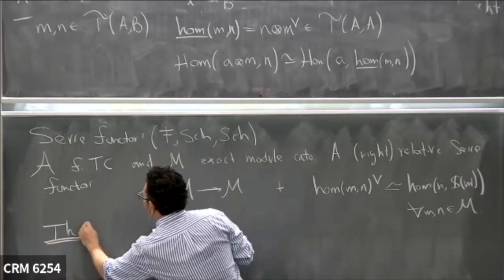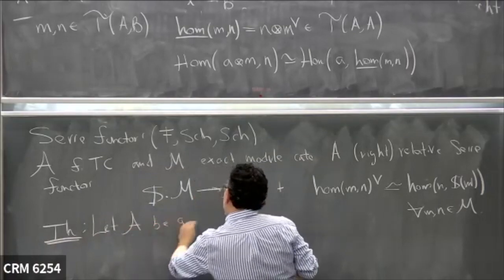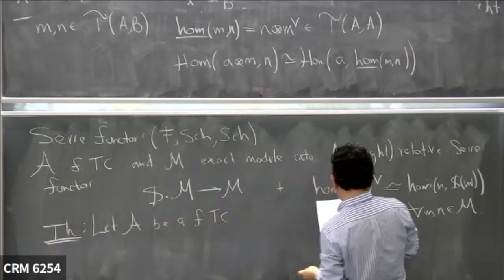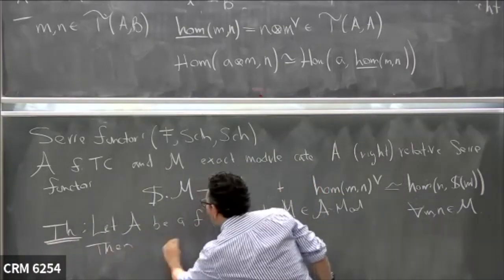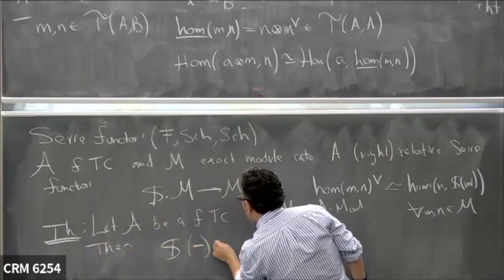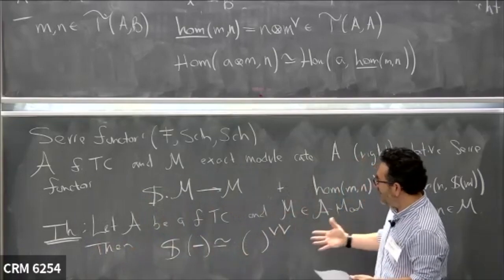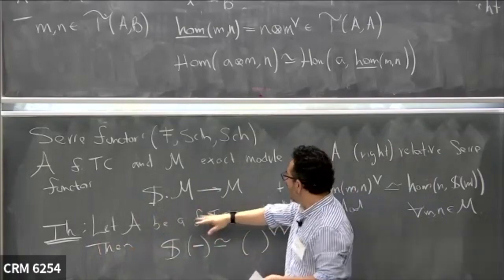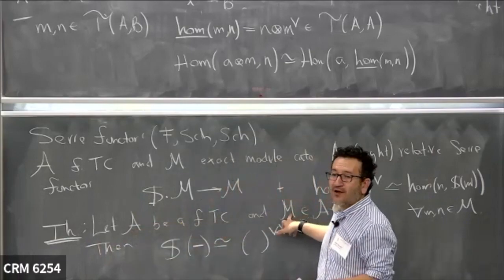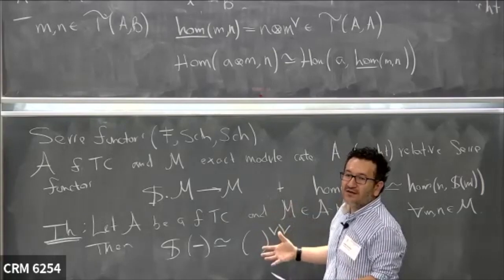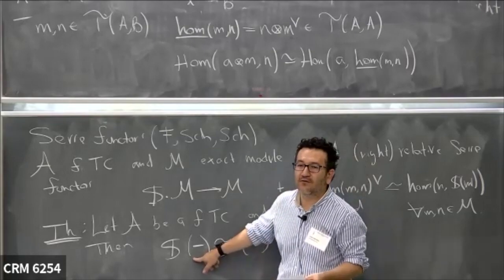So this is related in the following way. Suppose that you have A, a finite tensor category, and M, again, an indecomposable module category. Then the Serre functor is naturally isomorphic to the double dual. I am oversimplifying this, but what I want to say is, if you have A and M, you can construct a Morita context. In the Morita context, there is the notion of duals, and the double dual in this Morita context corresponds to the Serre functor.